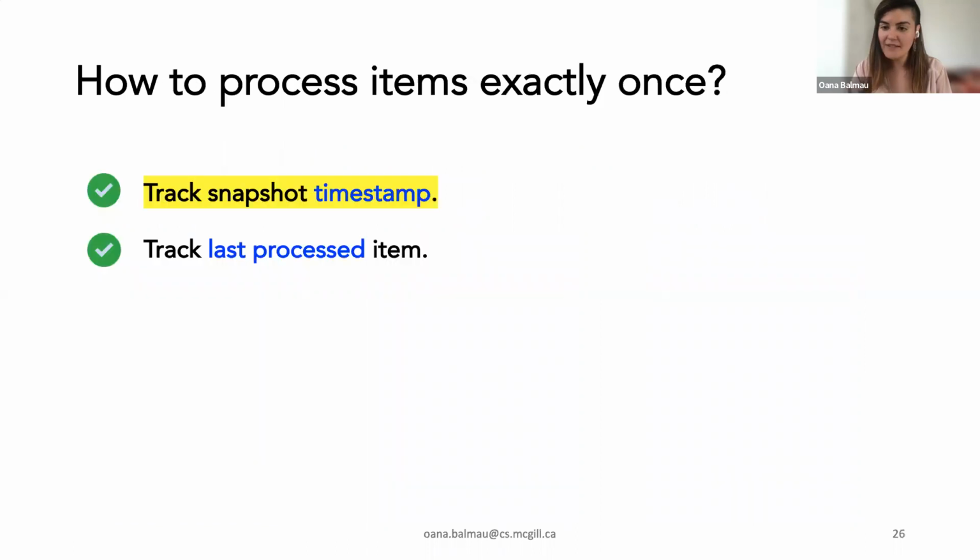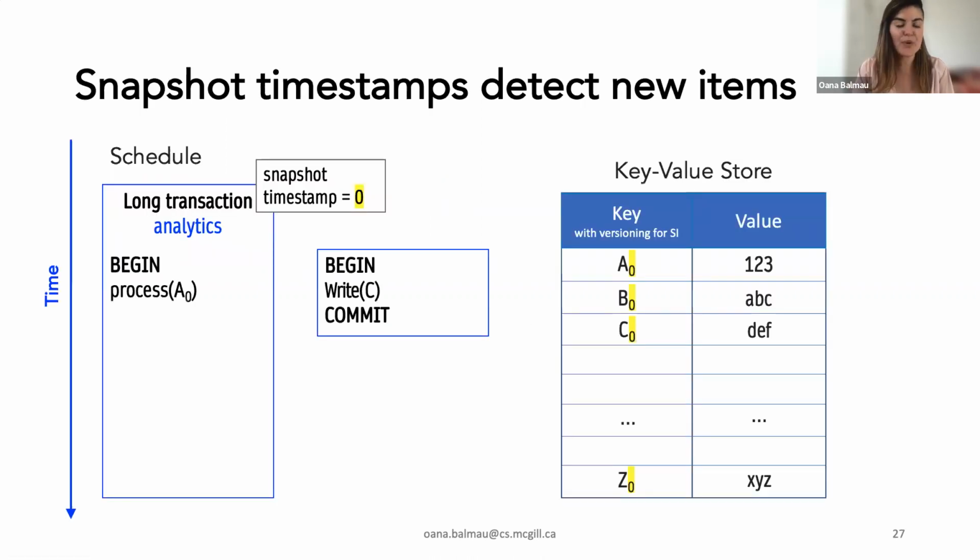So now that you have an idea of how KVell works under the hood, I'm going to tell you how we process the elements exactly once. We do this with 2 simple techniques. First, we need to track the snapshot timestamp, and then we need to track the last processed item. Let me show you why we need each of these.